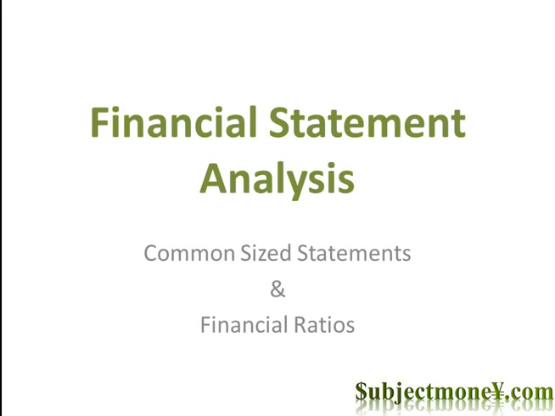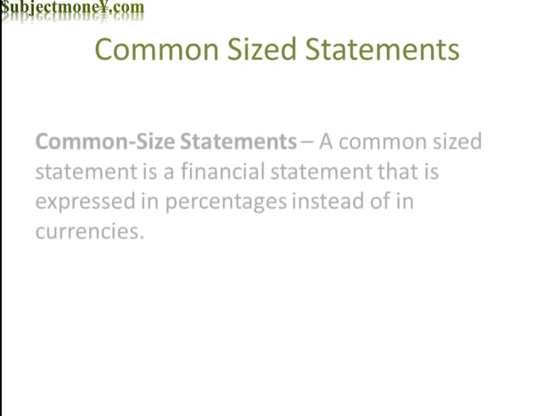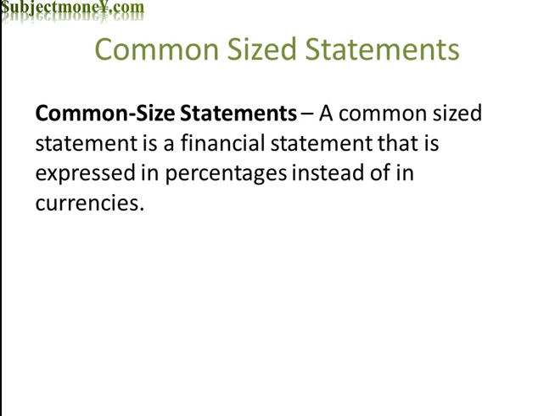In this lesson, we're going to show you how to standardize statements and then teach you different ratios and their purposes. Common size statements. A common size statement is a financial statement that is expressed in percentages instead of currencies. It is a common way for accountants and analysts to standardize financial statements to make them easier to compare to other companies. It would be quite difficult to compare the financial statements of two different companies if one was much larger than the other or if their financial statements were expressed in different currencies.